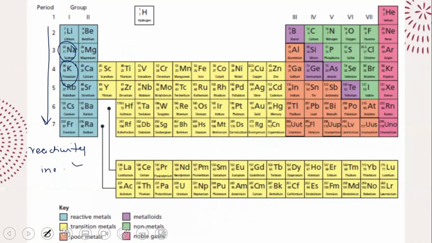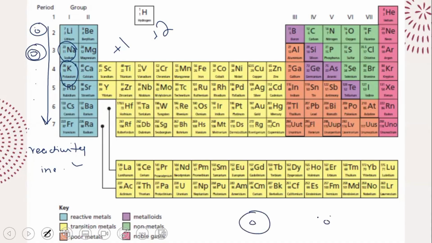Why though? Why is that reactivity increasing? The reason for that is the increase in the number of shells. Right? Group 1 and group 2 make positive ions, +1 and +2. How do you make positive ions? By losing electrons, right? That's how you become positive ions. So think of it this way. The larger your atom, the further away the electron is going to be from the nucleus.